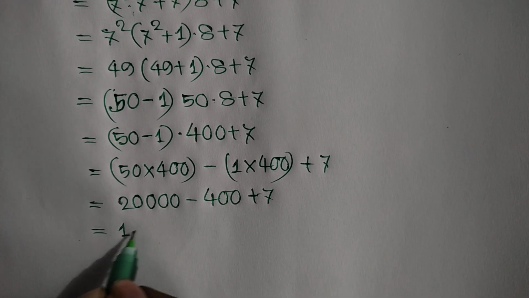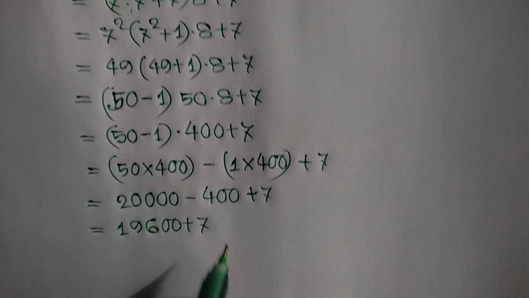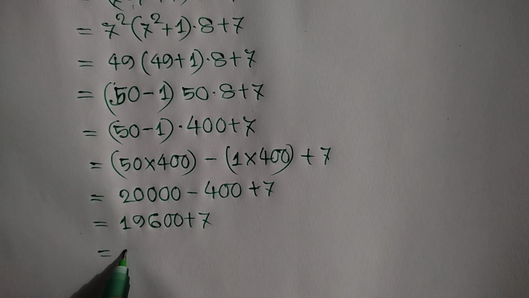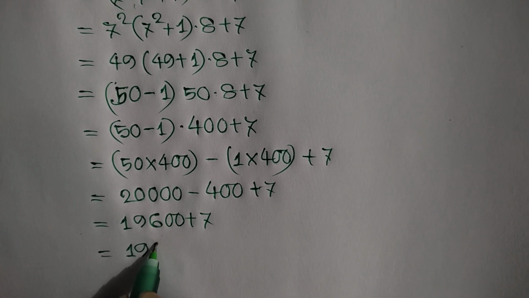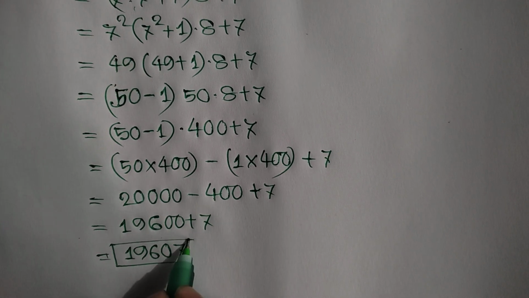it will remain 19600 plus 7, and 19600 plus 7 is equal to 19607, and this is our final answer.